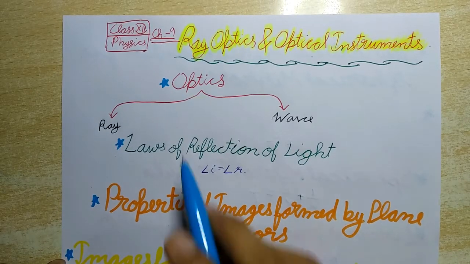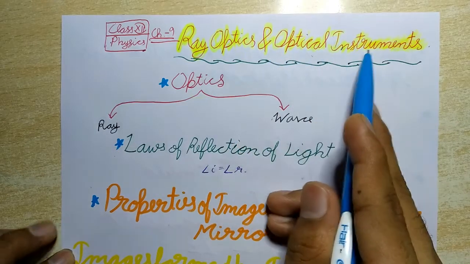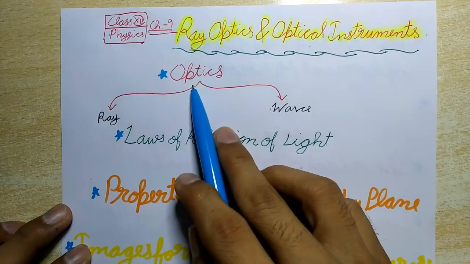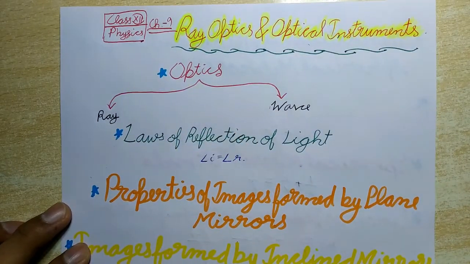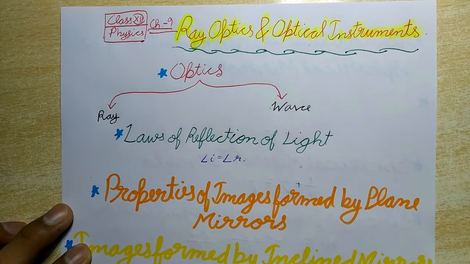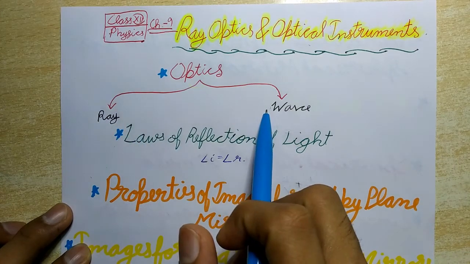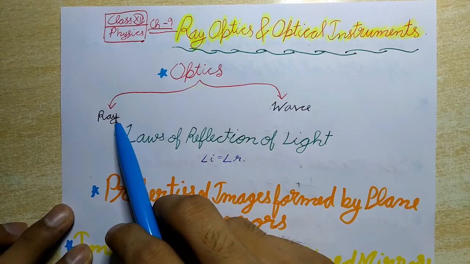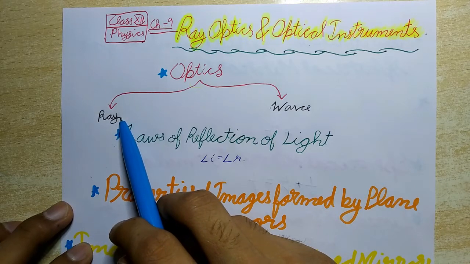This is a quick revision video of the chapter Ray Optics and Optical Instruments. Optics is the branch of physics that deals with the study of the nature, production and propagation of light. It has two sub-branches, ray optics and wave optics. So let's understand ray optics or geometrical optics.